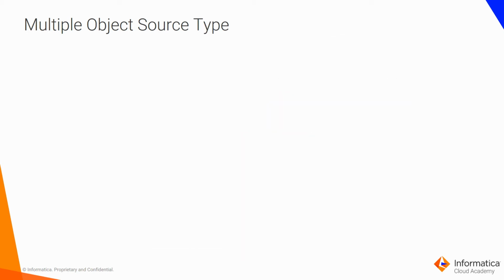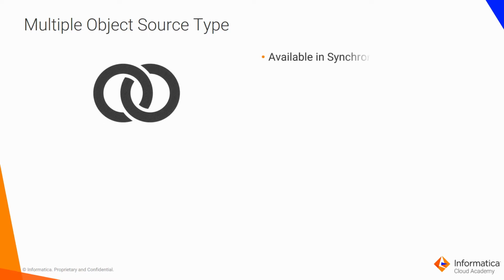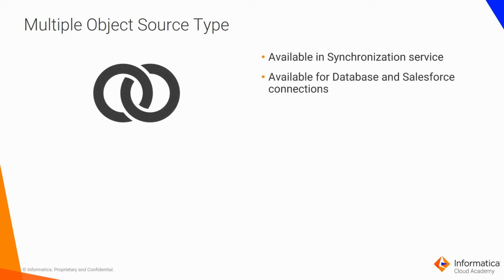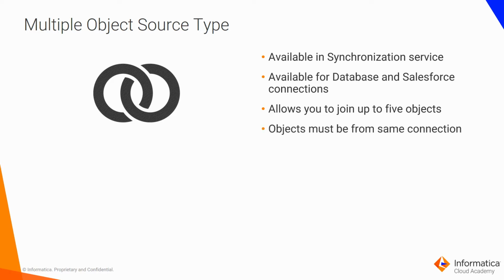The multiple object source type is available for the synchronization service only, and it is available for database and Salesforce connections. It is not available for flat file connections. You have the ability to join up to 5 objects per synchronization task. One thing to keep in mind is that those objects need to reside in the same connection. There is no option for joining data across connections.